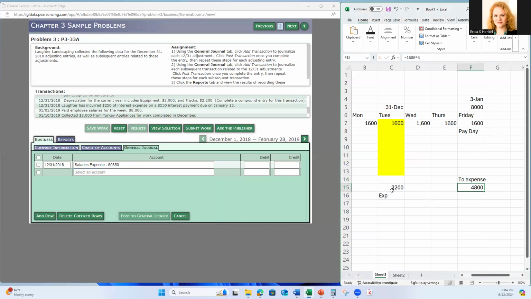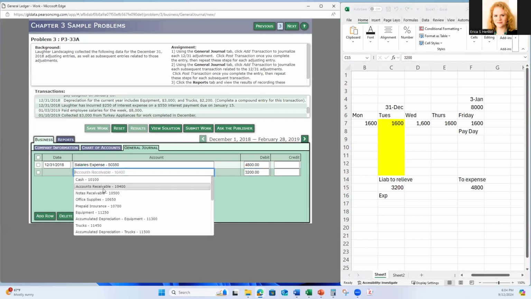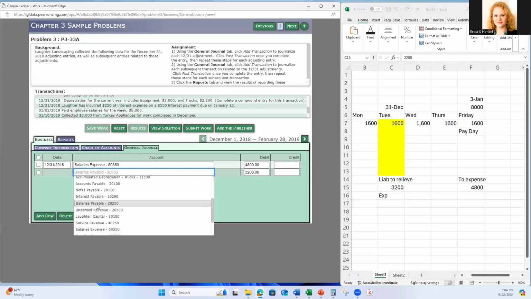And then this is the liability that we need to relieve when we make this payment. So we don't want to record this part as expense again, because then it gets expensed twice. So for salaries expense, we're going to have 4,800. And then the remaining 3,200 that we're paying is going to come out of that, is going to debit that liability that we recorded for salaries payable there.